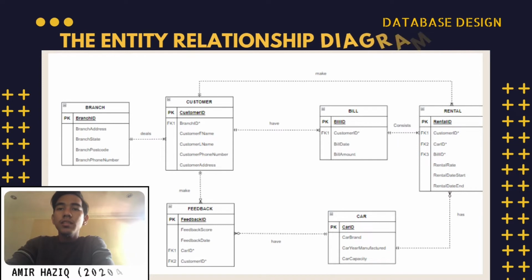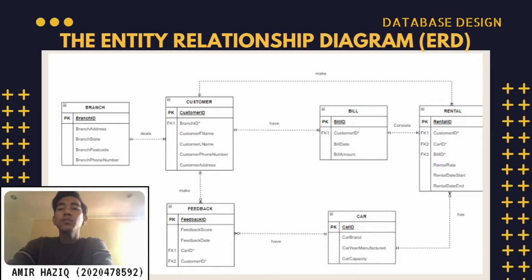For the entity relationship diagram, we have 6 tables, which are branch, customer, bill, rental, car and feedback. For the branch table, the primary key is branch ID and the other attributes are branch address, branch state, branch postcode and branch phone number. Next is the customer table. The primary key is customer ID and branch ID as foreign key. The other attributes are customer first name, customer last name, customer phone number and customer address.